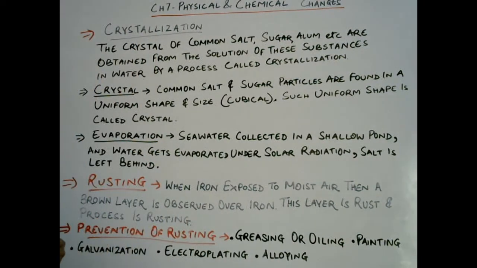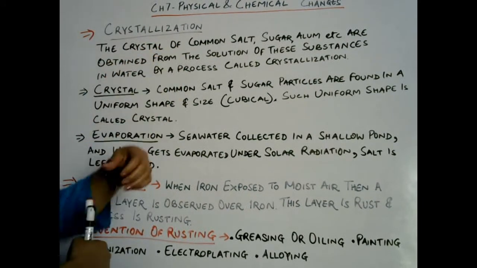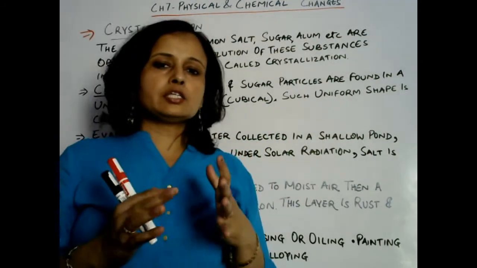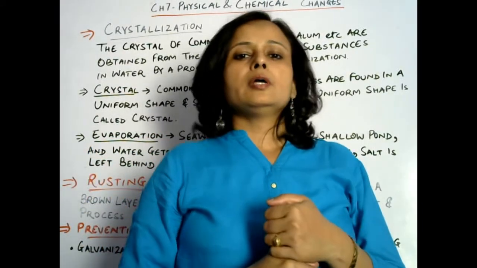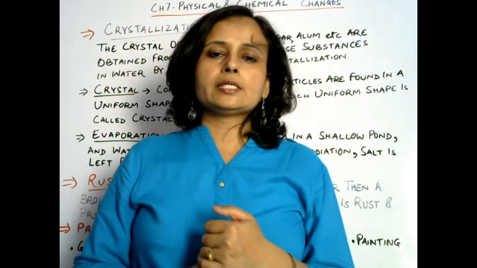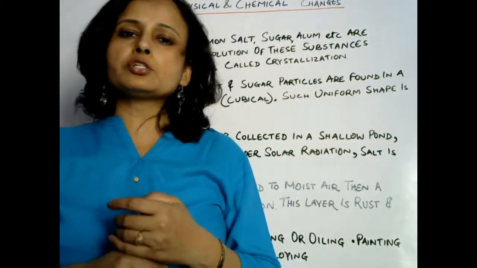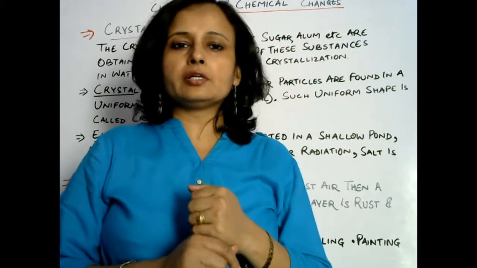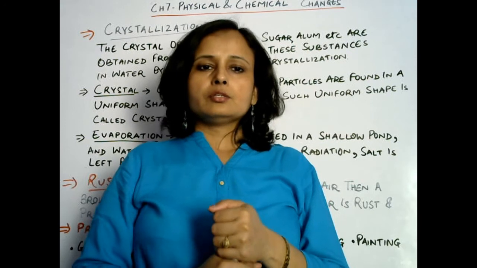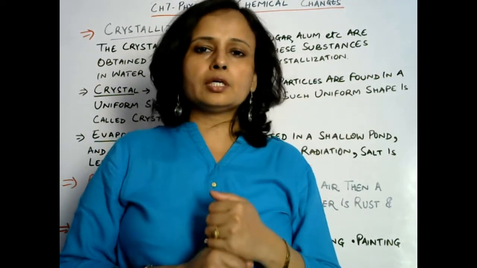Now next one is rusting. Rusting is also a chemical change. If we talk about crystallization, crystallization is not a chemical change because it is already found in the solution form of that substance. Like salt is already dissolved in water and we are getting the salt after evaporation of water. So that is not a chemical change. Just like that we are getting the sugar crystal from the sugarcane solution, that is already found in the sugarcane solution. So that is also not a chemical change. So crystallization and evaporation is not a chemical change.